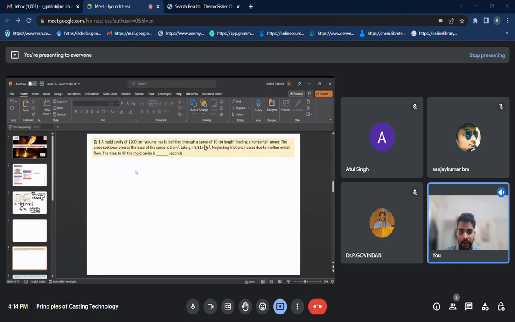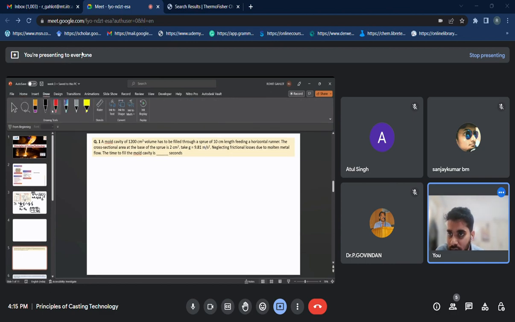These are not very tough to grasp. The first numerical is: there is a mold cavity of 1200 centimeter cube volume, which has to be filled through a sprue of 10 centimeter length, feeding a horizontal runner. The cross-sectional area at the base of the sprue is 2 centimeters square. You can take g as 9.81 meter per second square, and you can neglect the frictional losses due to the molten melt flow. We need to calculate the time to fill the mold cavity in seconds.